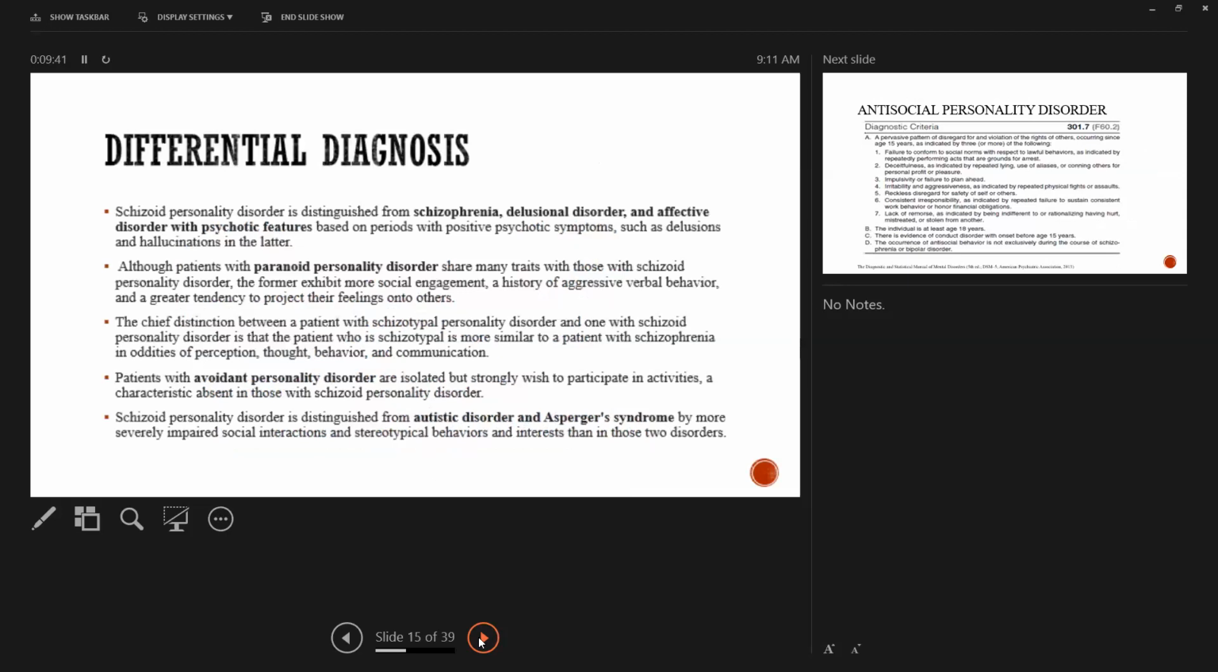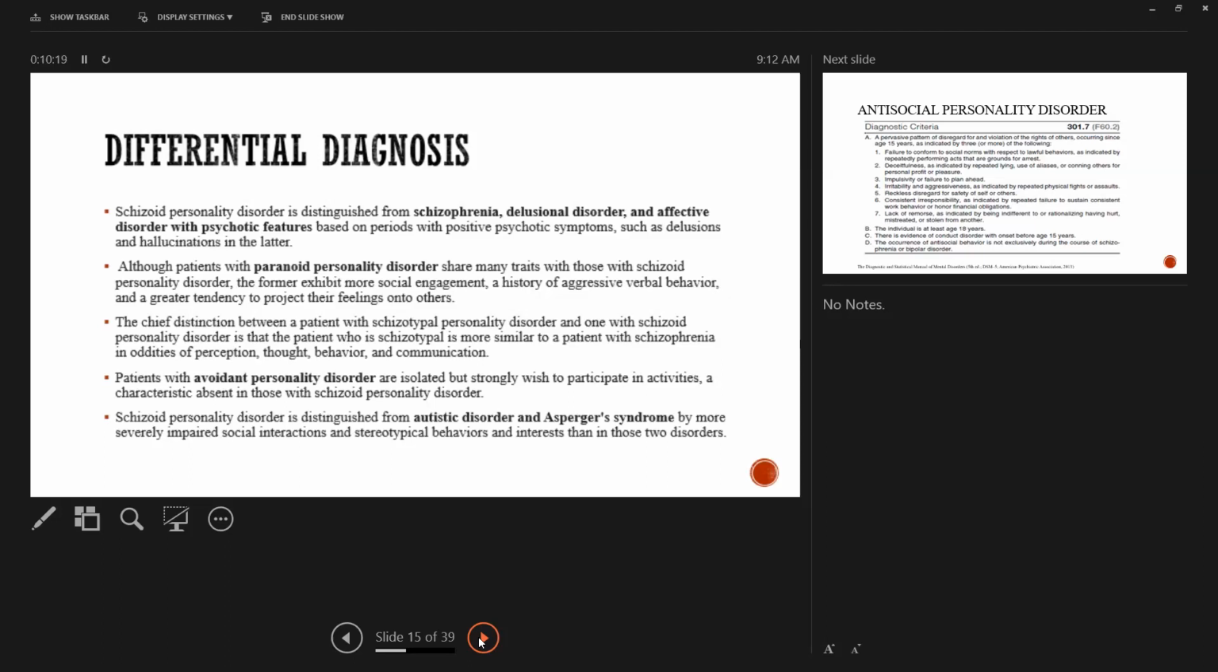Now, a patient with schizoid personality disorder can be distinguished from patients with schizophrenia, delusional disorder, or any affective disorder with psychotic features, based on periods with positive psychotic symptoms, which will be found in patients with schizophrenia or delusional disorder. And a patient with paranoid personality disorder may also share some traits with schizoid personality disorder, but a patient with paranoid personality disorder will be more social. There will be a history of aggressive verbal behavior and a greater tendency to project their feelings onto others.